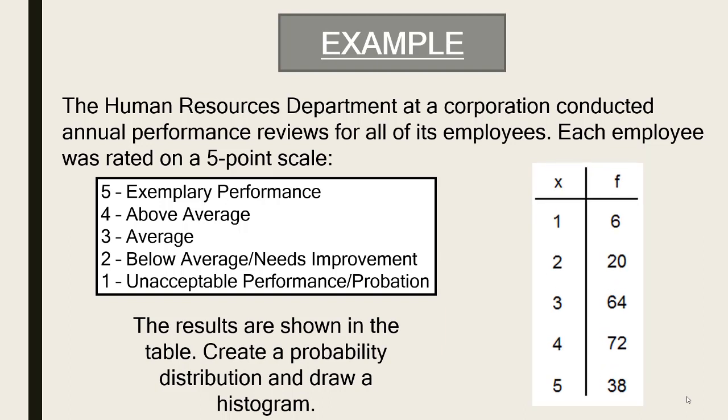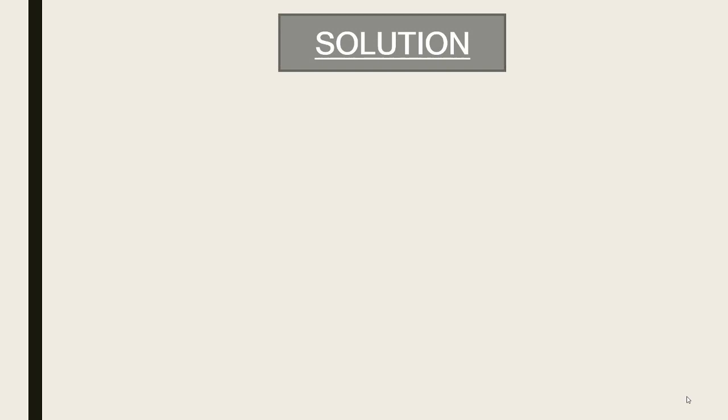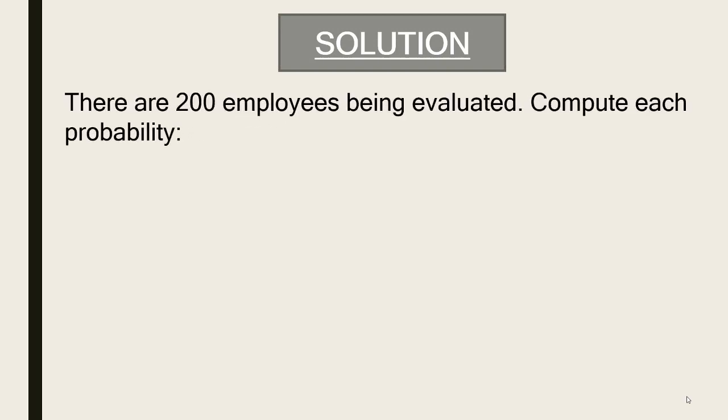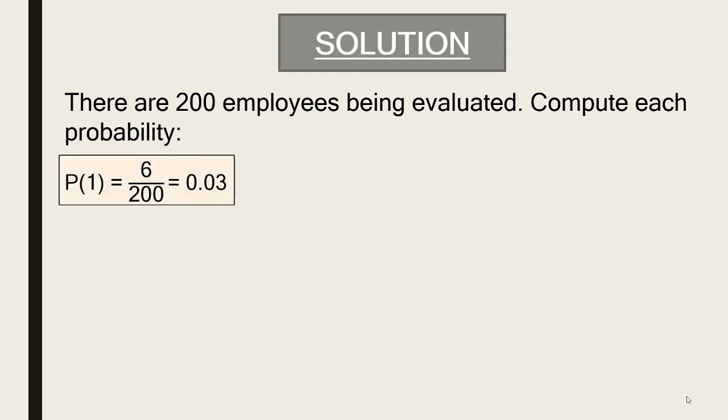Okay. So let's take a look at our solution. We've got 200 employees being evaluated. We want to compute each probability. So the probability that an employee gets a 1, well, according to the table, there were 6 employees that got a rating of 1. So 6 out of 200, because there were 200 total employees being evaluated, 6 out of 200 is 0.03. The probability of being rated at a level of 2, there were 20 employees at a rating of 2, so 20 out of 200 is 0.10.